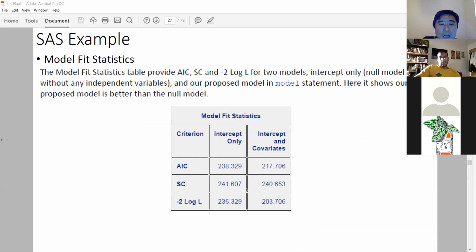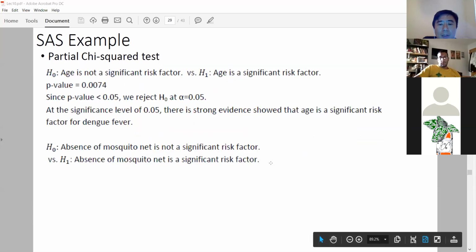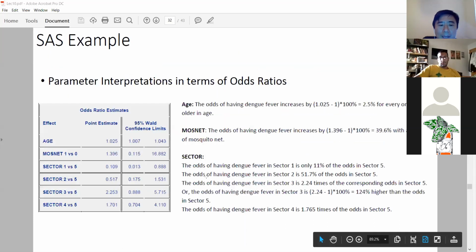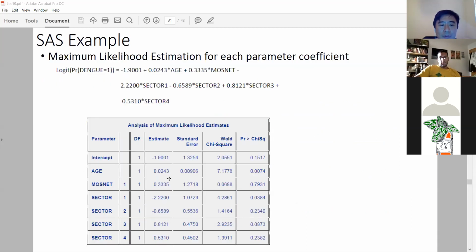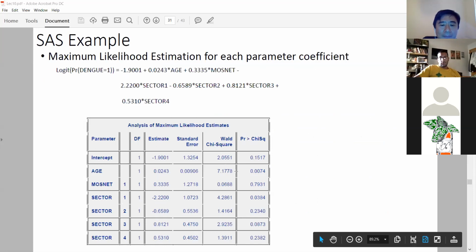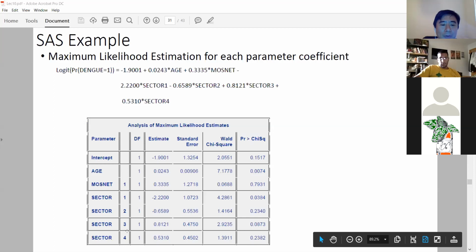But for the entire model, there are three tests: likelihood ratio, score, and Wald. SAS only provides the Wald test for each factor. And for each degree of freedom, we can also have the Wald test. The first one tests the entire sector, which has 4 degrees of freedom, together. But this one tests every degree of freedom.